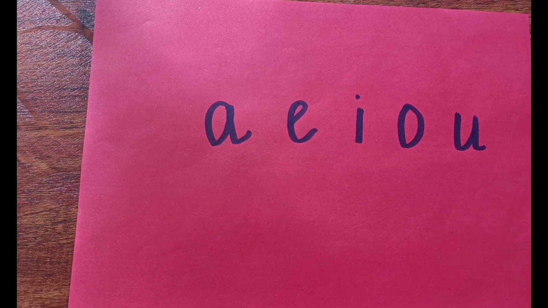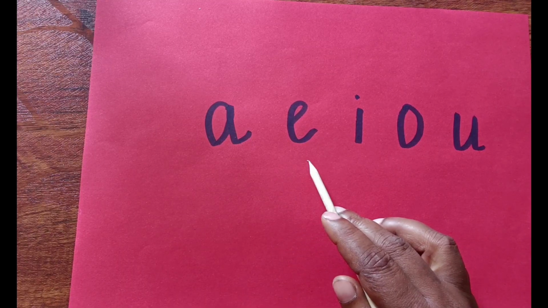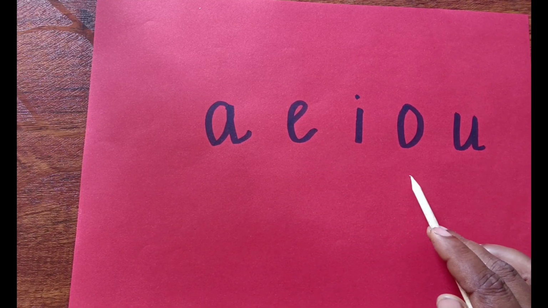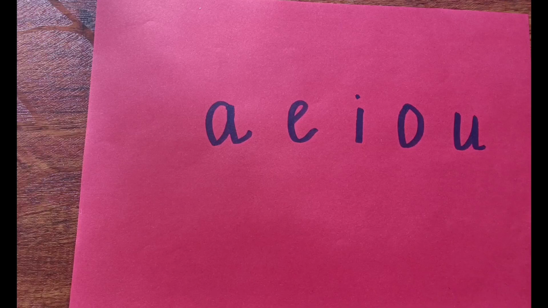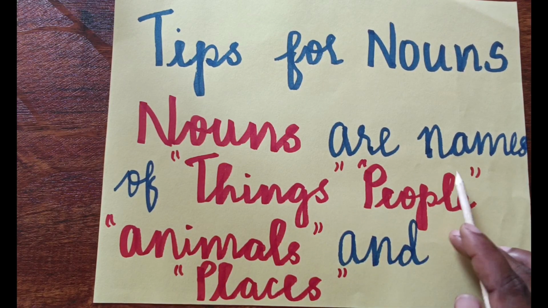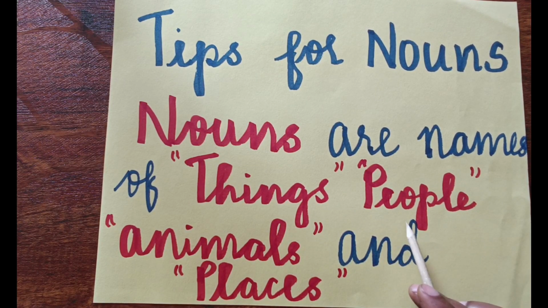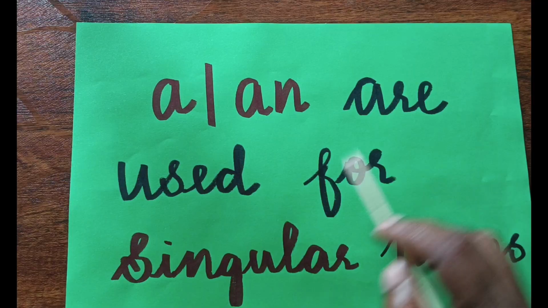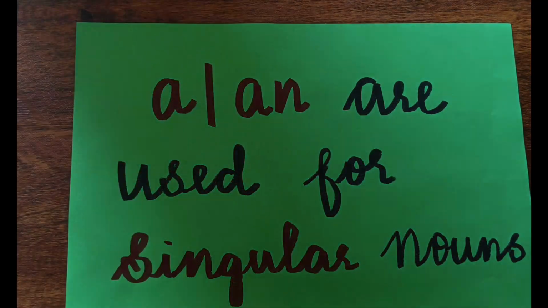An is used with words that begin with a vowel. Vowel letters are A, E, I, O, U. Tips for nouns. Nouns are names of things, people, animals, and places. A and an are used for singular nouns.